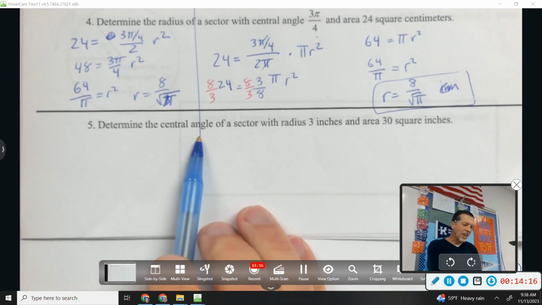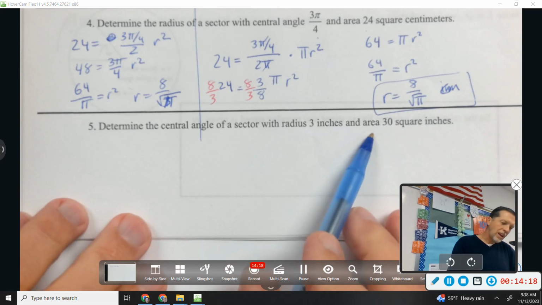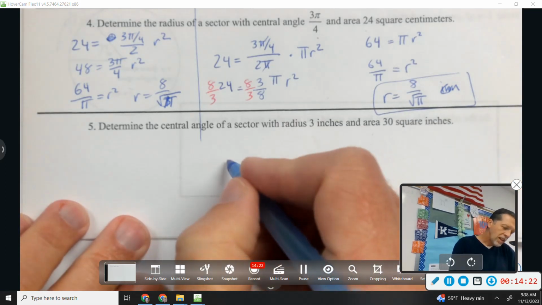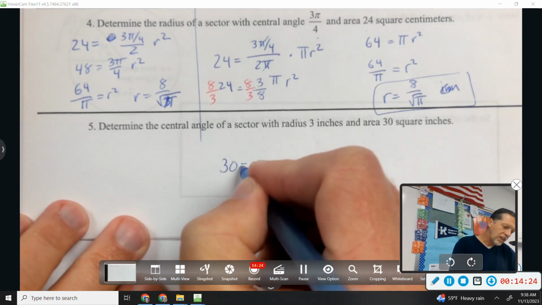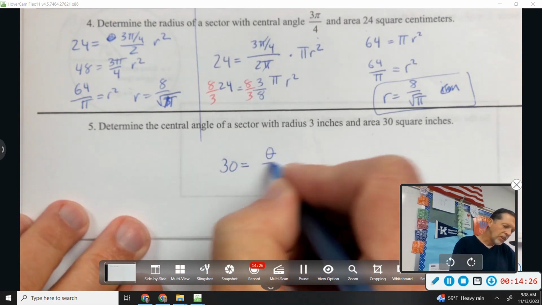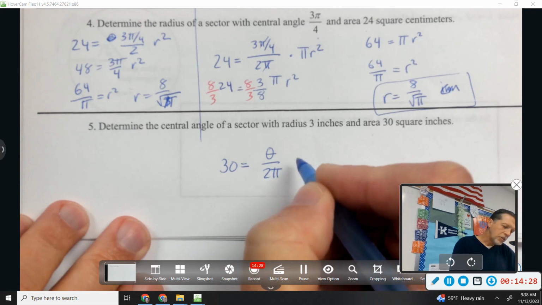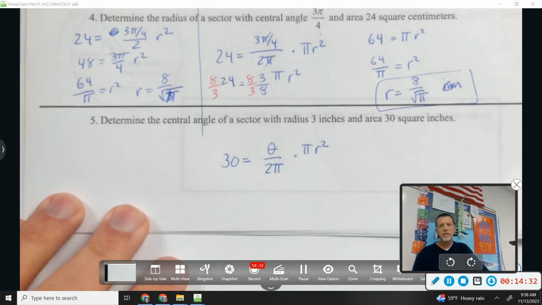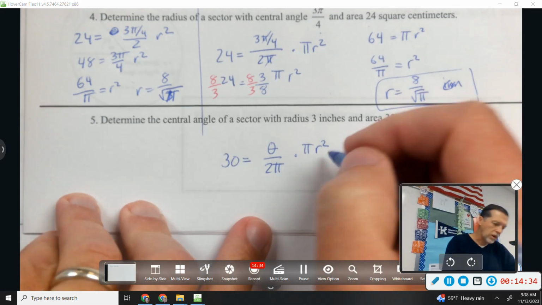Number 5. Determine the central angle of a sector with radius 3 and area of 30 square inches. Okay, so the area is 30. The central angle over 2 pi times pi r squared. Oh, we know the r though. Radius is 3.